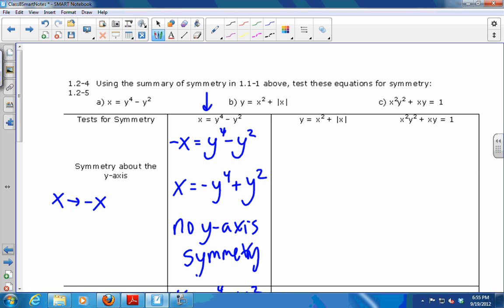All right, so I'm going to let you in your groups try the next 2. Test the next 2 equations for all 3 kinds of symmetry.